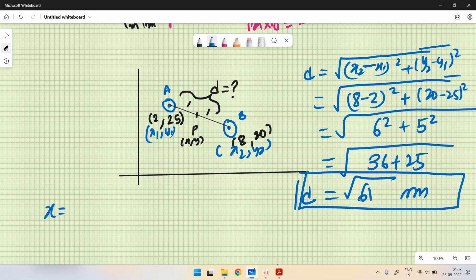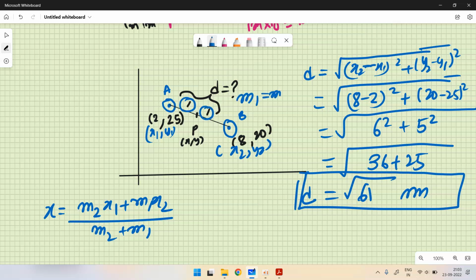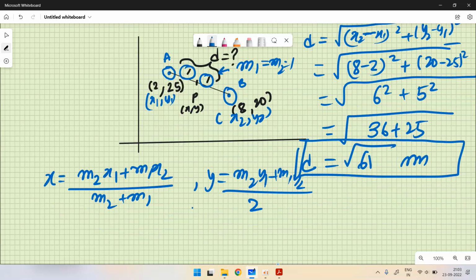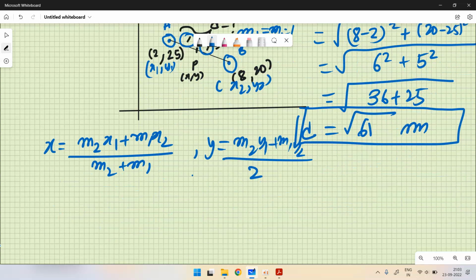The coordinate of x is given by m2 x1 plus m1 x2 by m2 plus m1. Now you can see that m1 and m2 are both equal to 1, because this is a midpoint. Similarly, y is m2 y1 plus m1 y2 by m2 plus m1, and since m1 and m2 are equal, the formula reduces to the average.